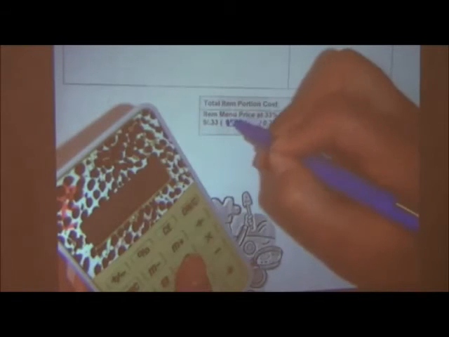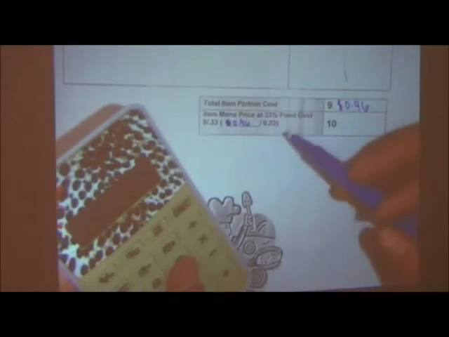96 cents divided by 0.33. So 0.96 divided by 0.33 equals $2.90.